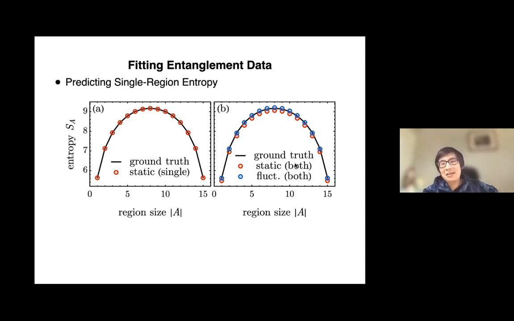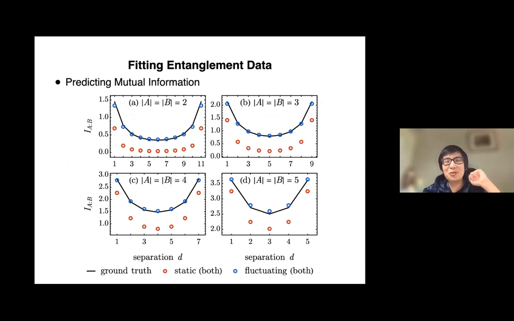I should say this is not the main point. The main point is mutual information, right? With the mutual information you can immediately see the difference. This is the mutual information between regions A and B. These different pictures are for different sizes of regions A and B, and the horizontal axis is the separation of A and B, the distance between the regions.